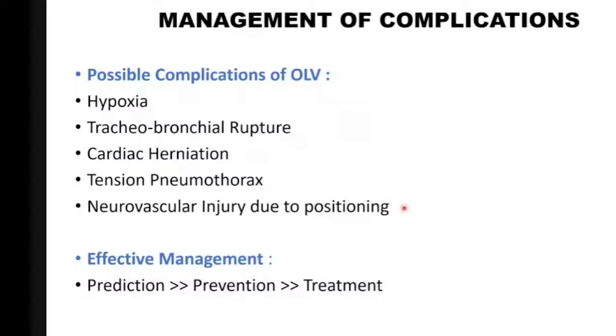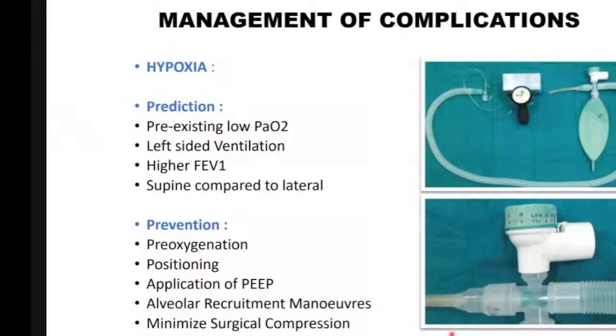So hypoxia first. How can that happen during one lung ventilation? If the pre-existing PO2 itself is low, if we are actually ventilating the left side lung because it has fewer segments, if the forced expiratory volume in the first second is already high, or if the patient is being operated in a supine position and one lung, more chance of hypoxia. How can we, as already said, lateral is more preferred, supine, and for the recruitments and also to minimize the compression.